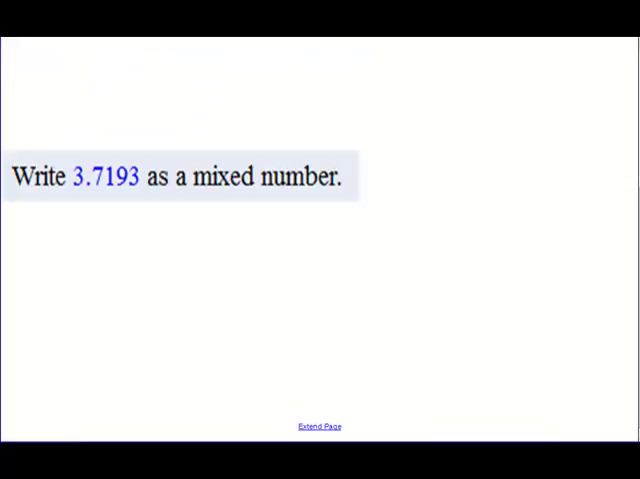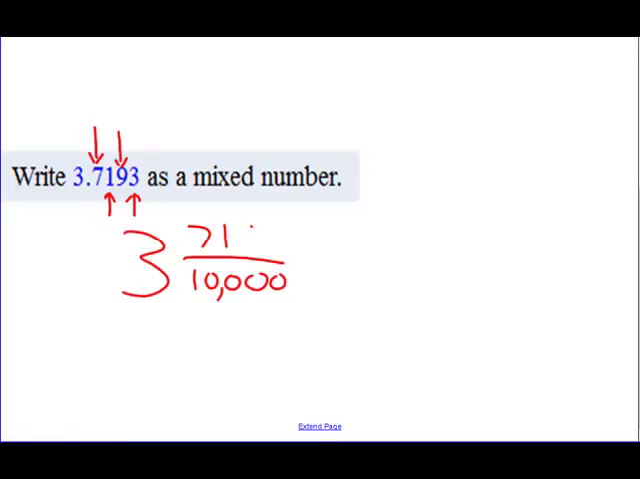Give this one a try. Press pause. Let's see how you did. The 3 is the whole number in our mixed number. And now we've got to look at our decimal places: tenths, hundredths, thousandths, ten-thousandths. So the denominator of our fraction is going to be 10,000. And then we write the decimal part for our numerator, 7193.